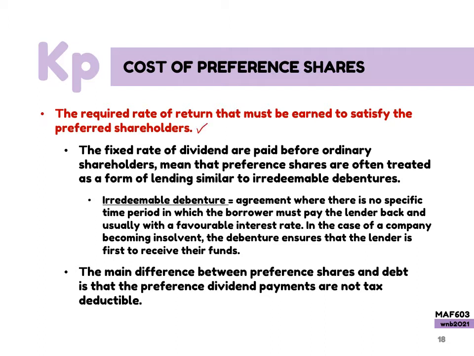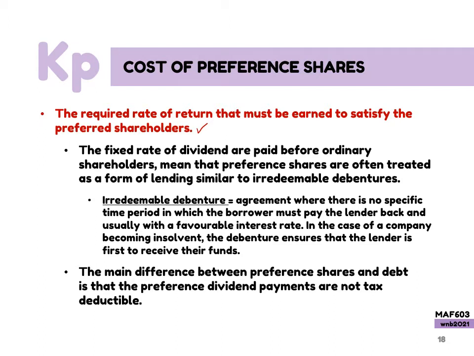Before this, we have learned that we have common shareholders, and we learned how to estimate the cost for common equity. We have internal and external equity. So here we have another group of shareholders, which is the preferred shareholders. The fixed rate of dividend is paid before ordinary shareholders, meaning that preference shares are often treated as a form of lending similar to irredeemable debentures.